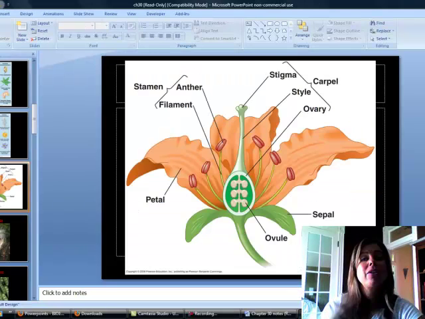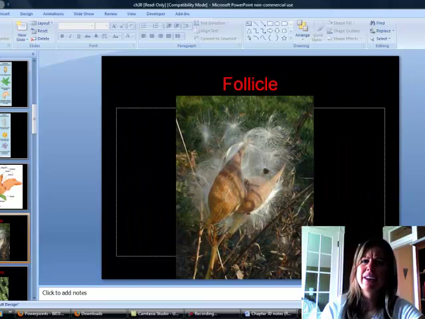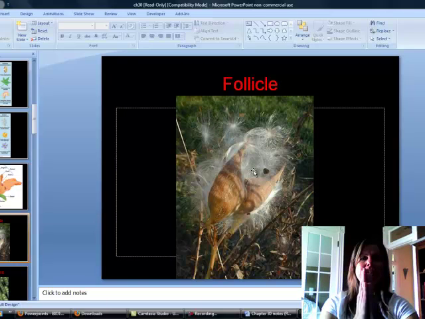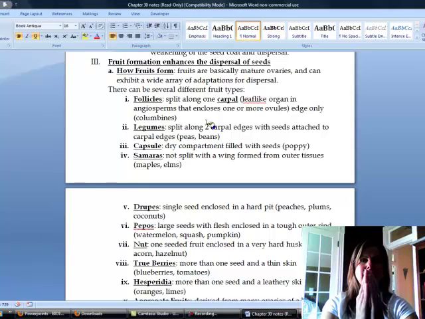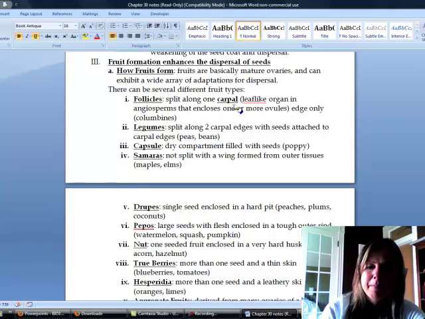So the first type we've got are called follicles. This is a follicle right here. A follicle is going to open like this. So it's together and then it opens up like that. And a columbine is going to do that. So it's going to split along one carpel and then release its seeds that way.